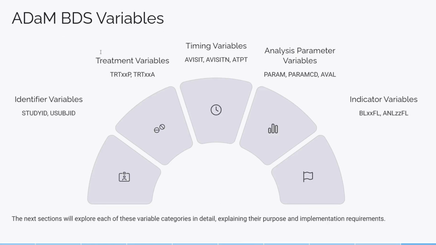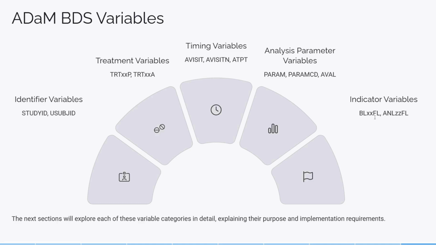So the common BDS data variables are the identifier variables, the study ID, unique subject ID, and the treatment variables, the treatment related information, and the timing variables, analysis visit, numeric format, and the time point. And we'll be having the parameter variables, PARAMCD, the code part of parameters, and AVAL, the numeric value of the original results, and the indicator variables, the baseline flag and all 01 flags.